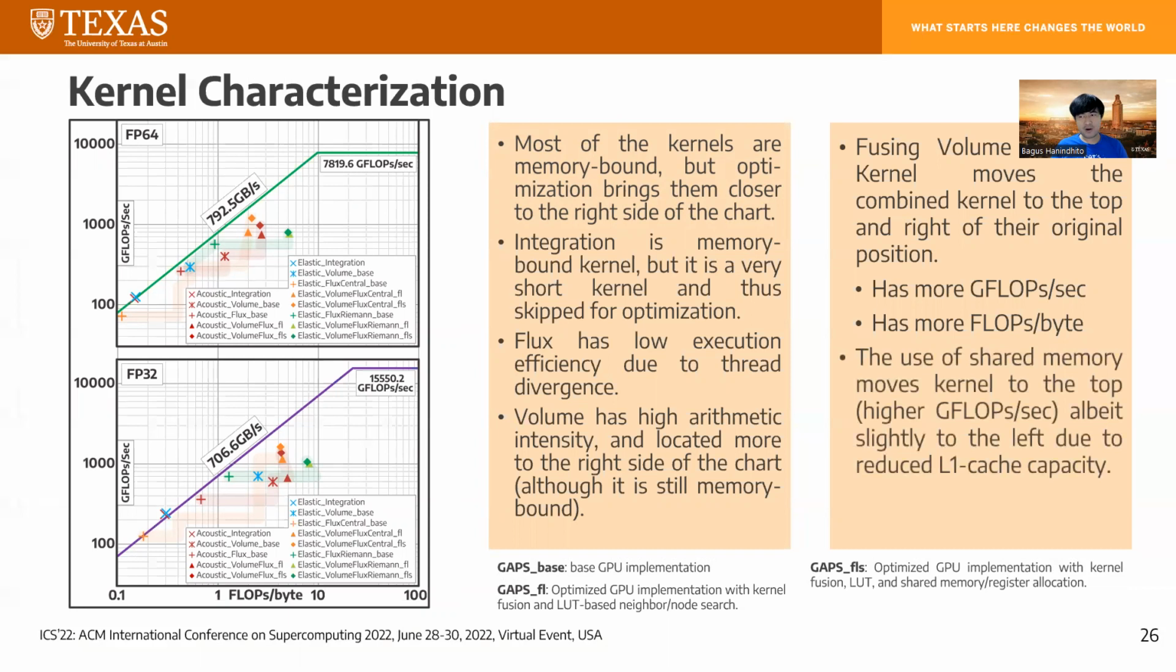The use of shared memories also moves the kernels to the top, which means that it has higher gigaflops per second, but it has moved a little bit to the left because it now has reduced L1 cache capacity.